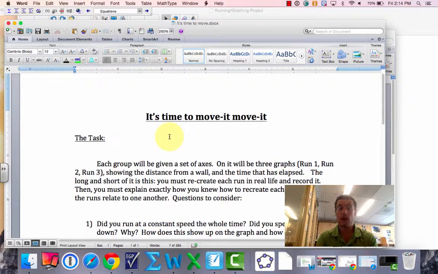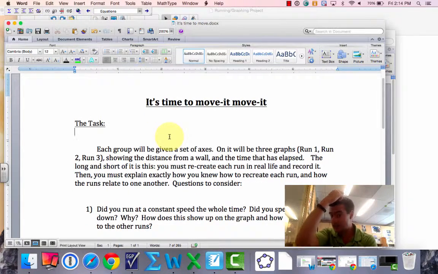So the task: each group is going to be given a set of axes, and on that set of axes will be three graphs, which I just call run one, run two, run three. Showing on the horizontal axis will be seconds or time, and on the vertical axis would be distance from a wall. I just kind of wanted to have one point be the kind of 0 point. So on the wall would be 0, and then how far from the wall? Are you 1 foot from the wall, 2 feet from the wall, 10 feet from the wall, whatever.